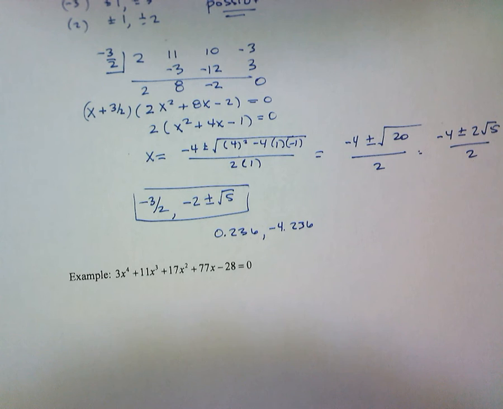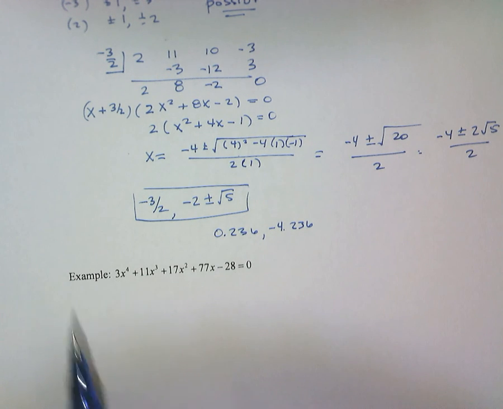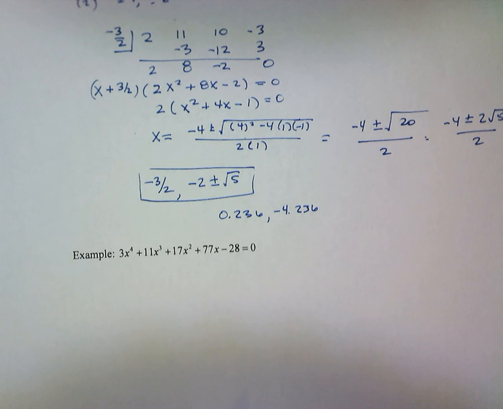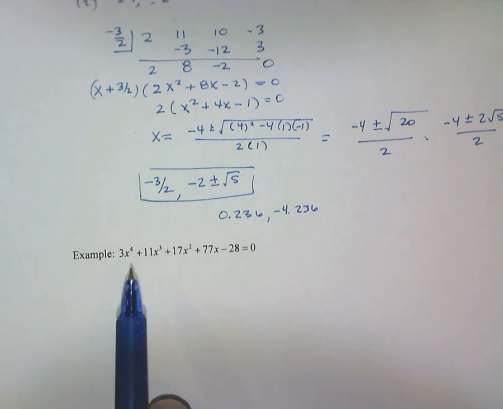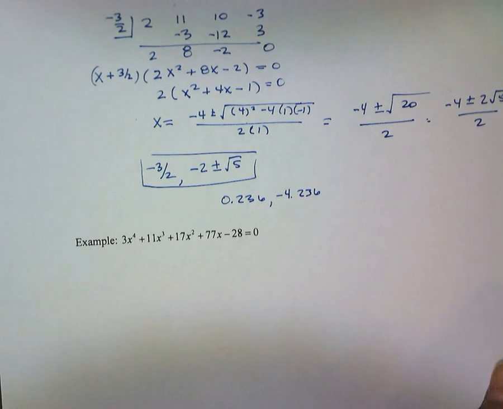Last example is I've got a quartic now. So this one's got a little bit more going on. And usually when I create the test for this unit, I don't put a quartic on it because it just takes more time. And if you could do a cubic, you could do a quartic. But I'm going to assign a couple out of the book, so I want you to see it.